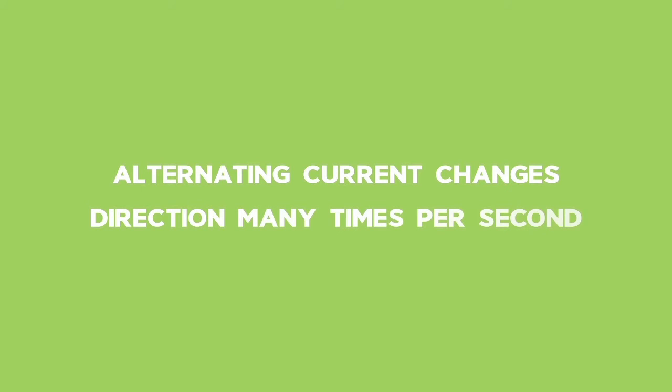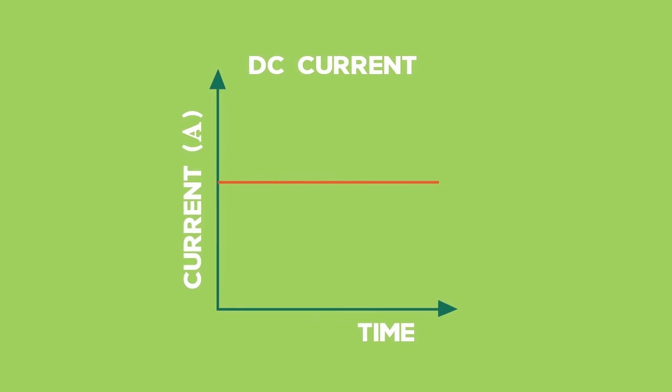As we already know, alternating current changes direction many times per second. We call this an oscillating current. Both voltage and current vary sinusoidally. Think maths sine wave with time. The DC current is constant with respect to time.